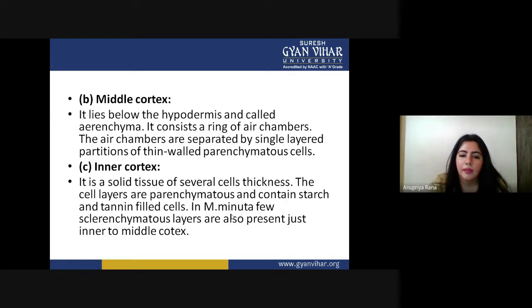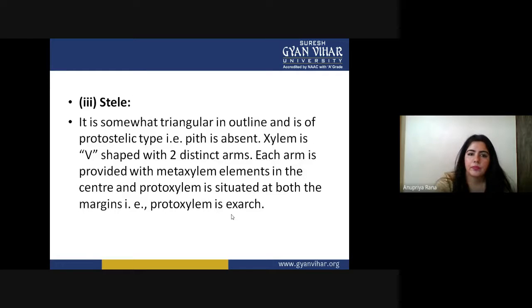A fused sclerenchymatous layer is also present just inner to the middle cortex. Some plants, like Marsilea minuta, have this sclerenchymatous zone, and I told you what the function of the sclerenchymatous zone is: to give mechanical support to the plant.